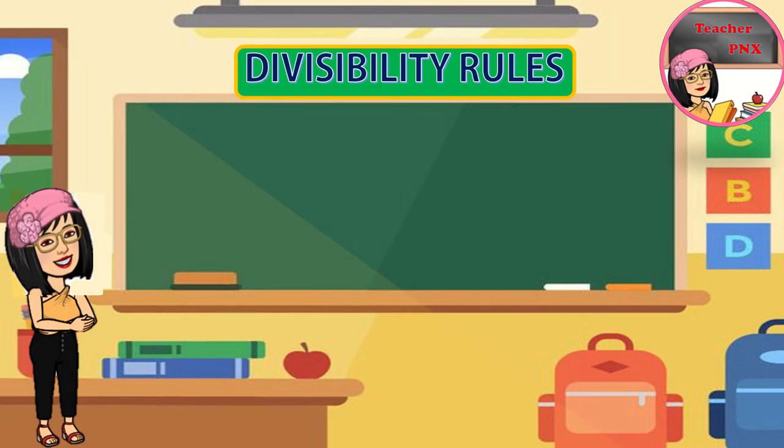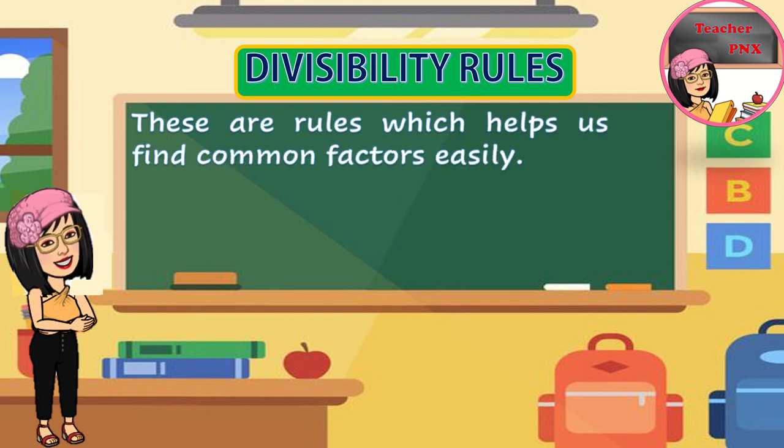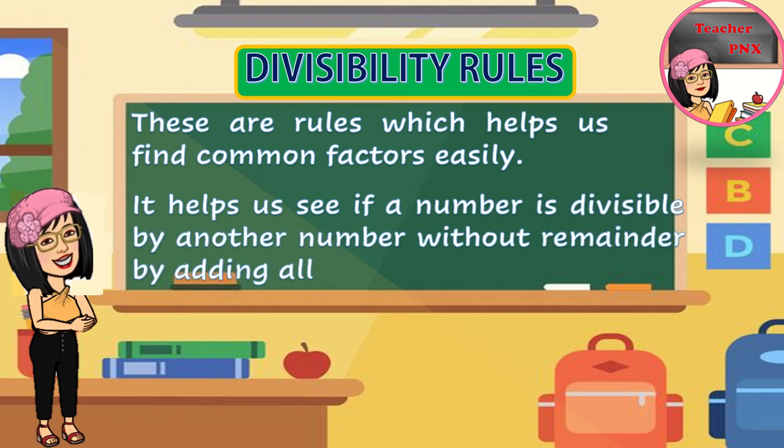What are divisibility rules? These are rules which help us find common factors easily. They help us see if a number is divisible by another number without remainder.